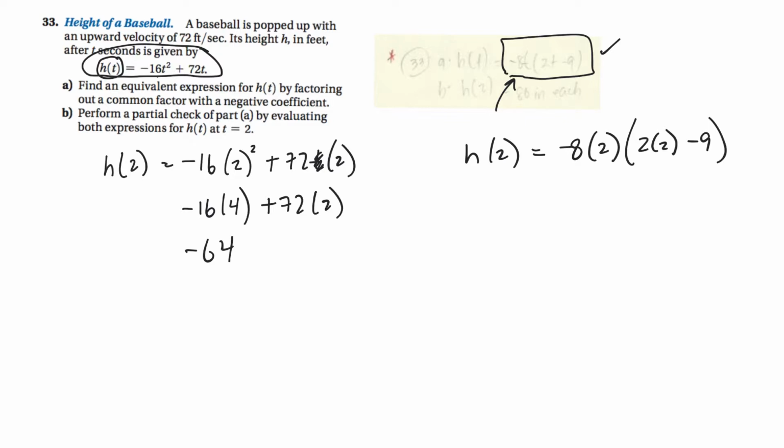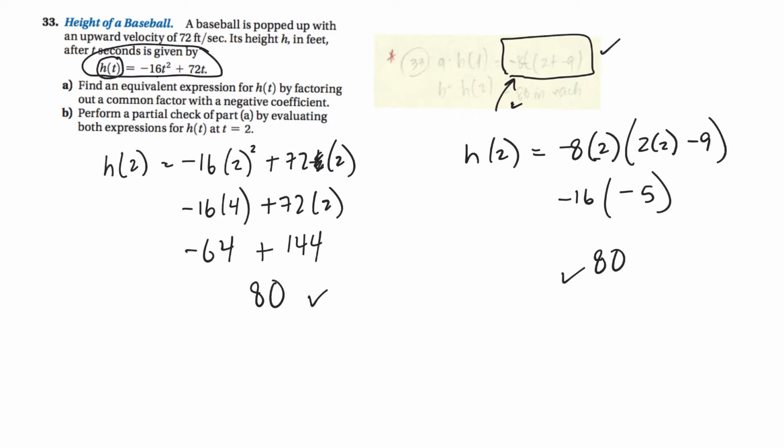72 times 2 is probably about 144. When you subtract both, you get an 80. And that was what you had there. And then here, this would be a -16. And then inside here, you've got 4 minus 9 would be a -5. And -16 times -5, yeah, is positive 80. So they both check out.